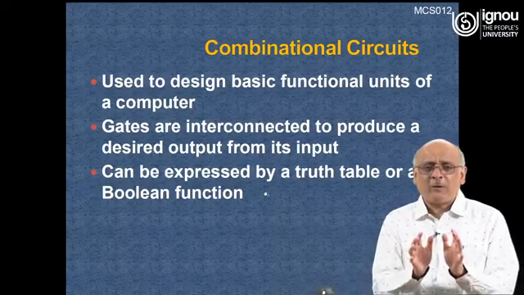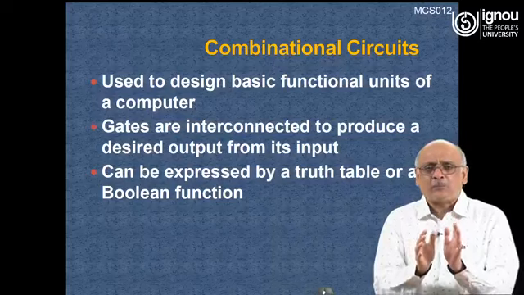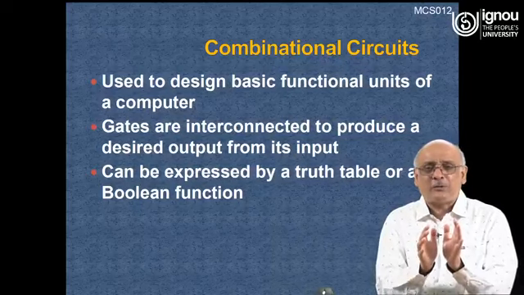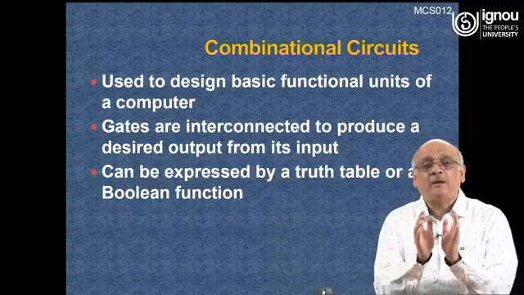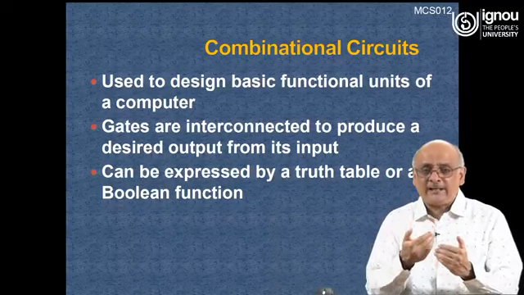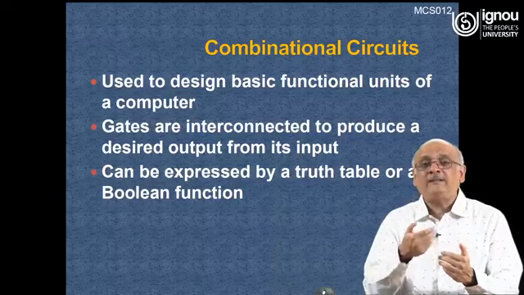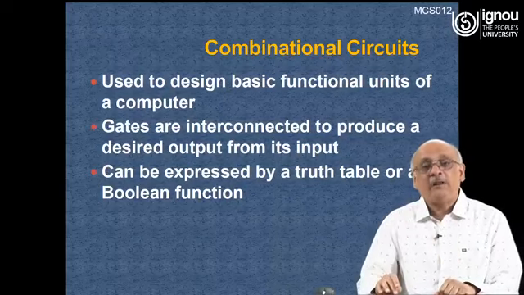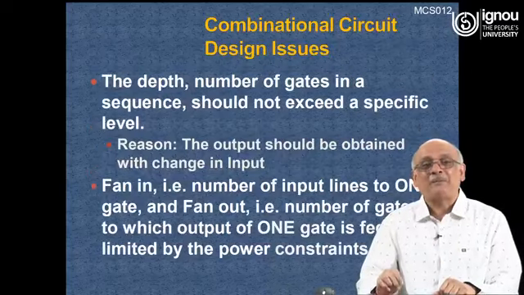So whenever we want to design a circuit, the very first thing we need to do is design a truth table. On the basis of that truth table, we can design the Boolean function and simplify it with the help of these combinational circuits.